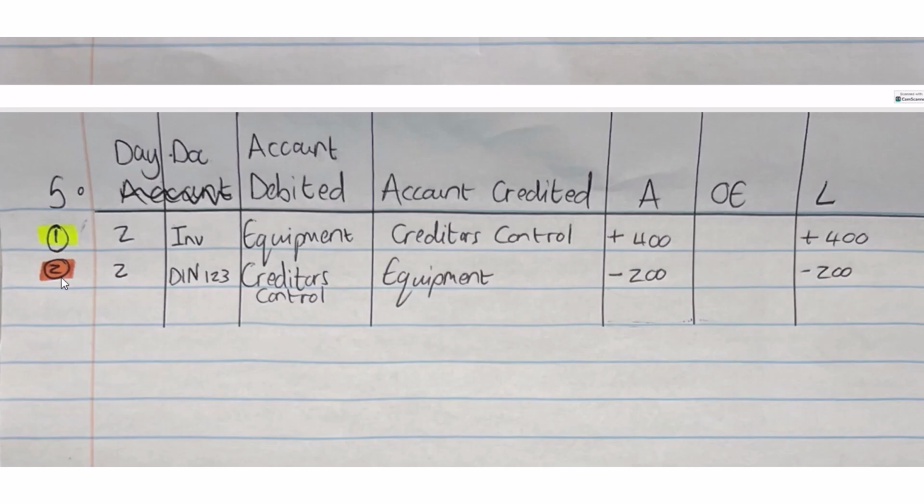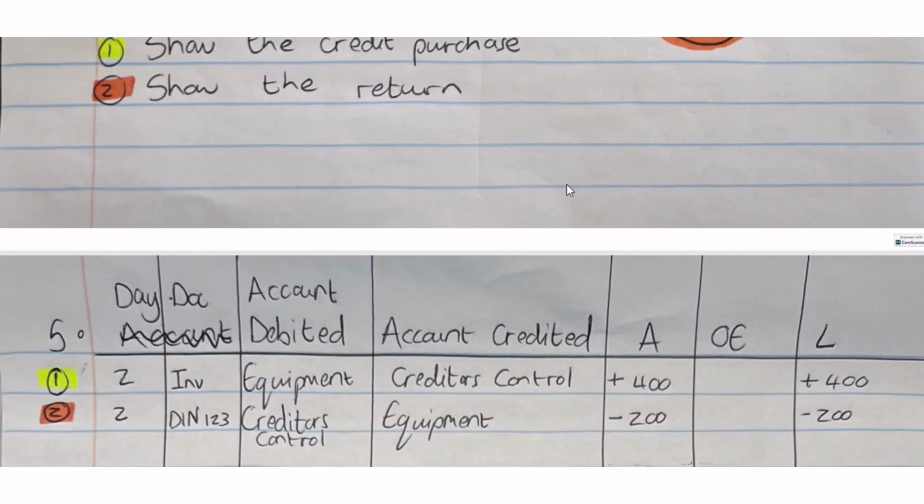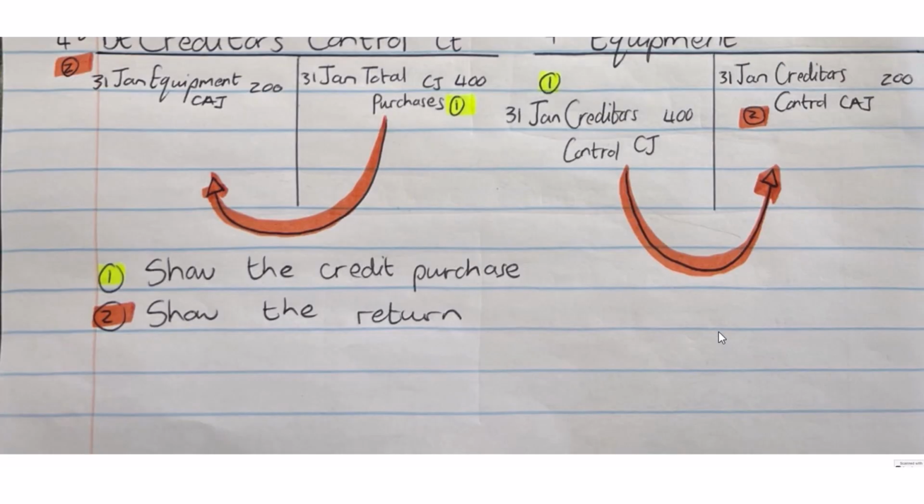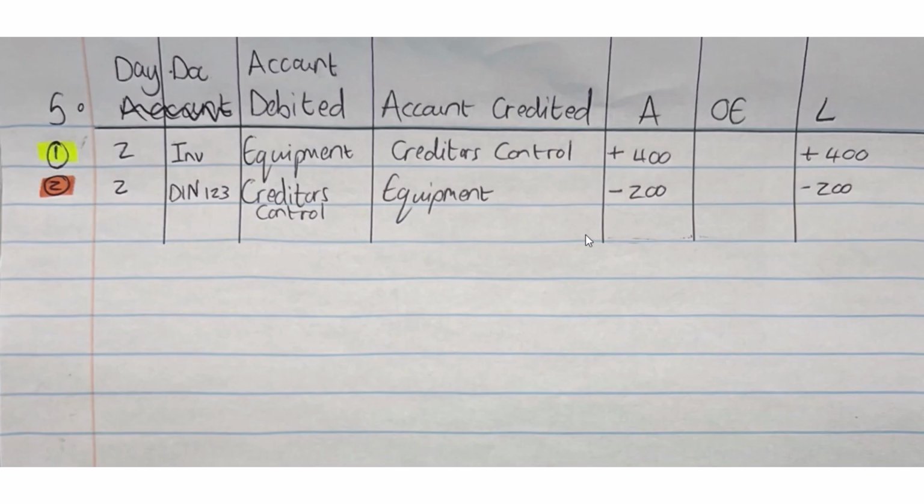Then if I look at transaction number 2, which is my return transaction, I see that on day 2, my document was debit note 123. My account debited will be creditors control because my liability is decreasing with 200. And my account credited will be equipment because my equipment is now decreasing with 200. And that is the effect on the accounting equation. Right, so I'm now going to give you a chance to just write this down. There we go.